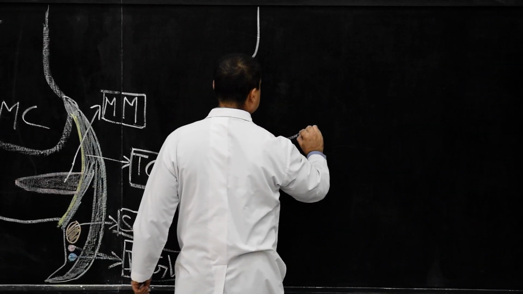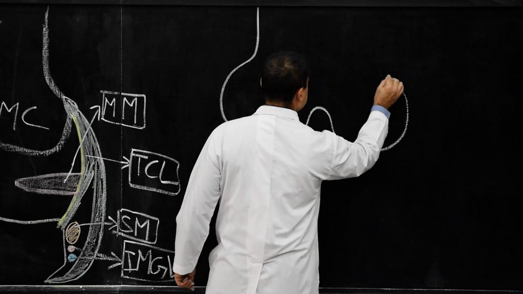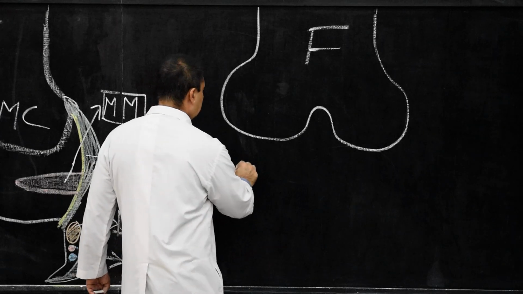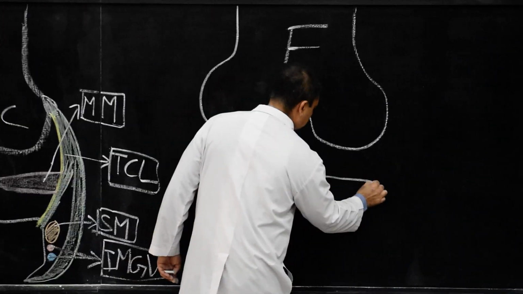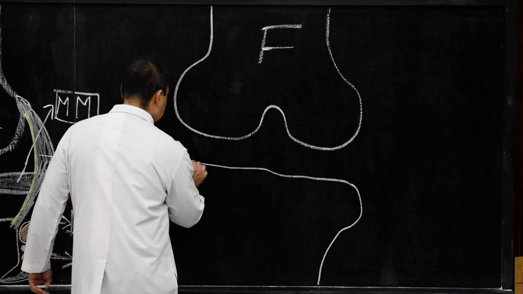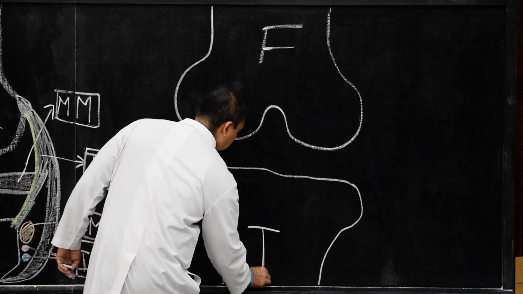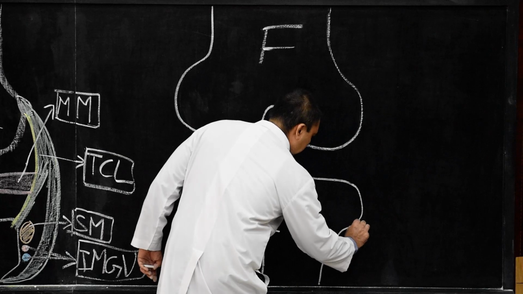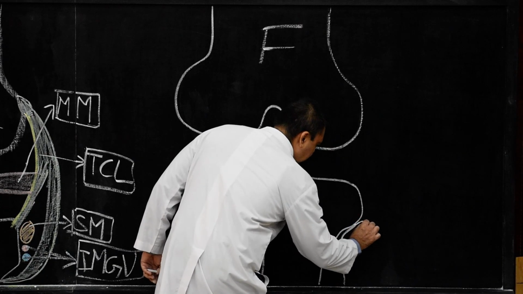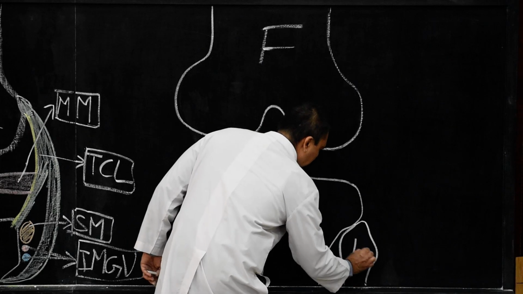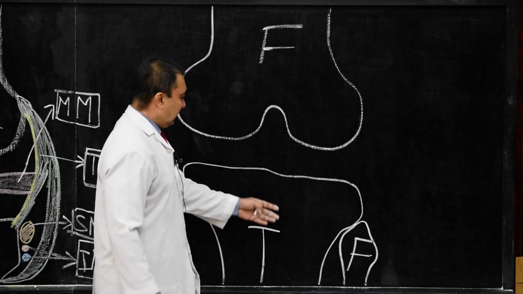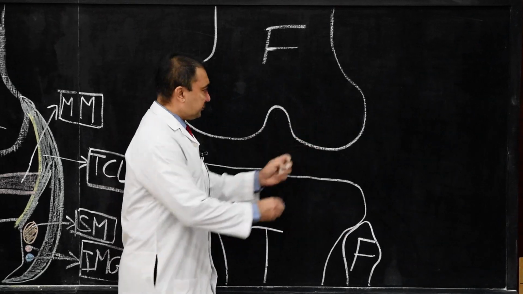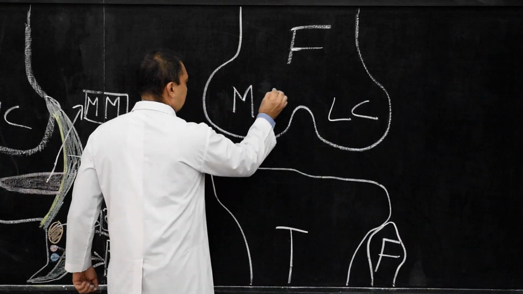Now this will suffice as the posterior surface of the femur, and of course these are the condyles of the femur, and here I am going to draw the tibia. This will be the tibia on this side, and of course I am going to draw fibula on this side. I hope this is visible. Okay. So this is fibula, posterior surface, femur, tibia, fibula. So this will be the lateral condyle, this will be the medial condyle.